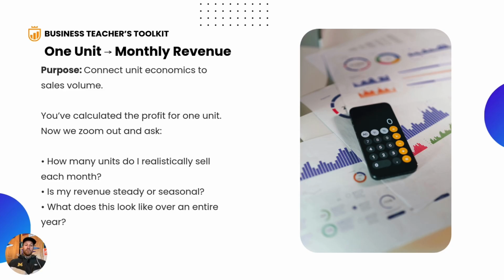One unit, monthly revenue, this is what we're about to start talking about because we need to connect all the unit economics to the sales volume. You've calculated the profit for one unit. Now we need to zoom out and ask, how many units do I realistically need to sell every single month? Is my revenue steady or seasonal? What does this look like over an entire year as well?